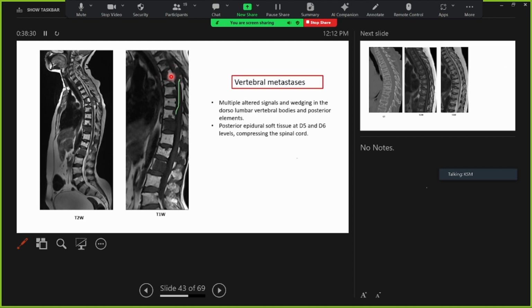If you look here, within the spinal canal there are also soft tissue density areas. Those are epidural deposits from a malignancy.